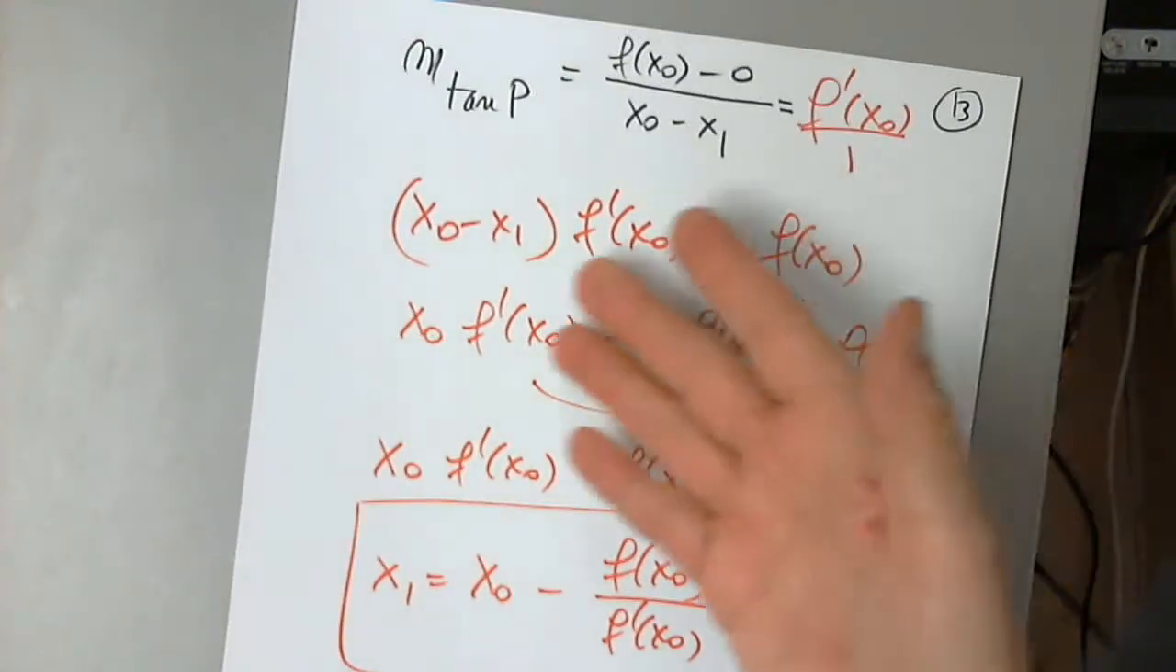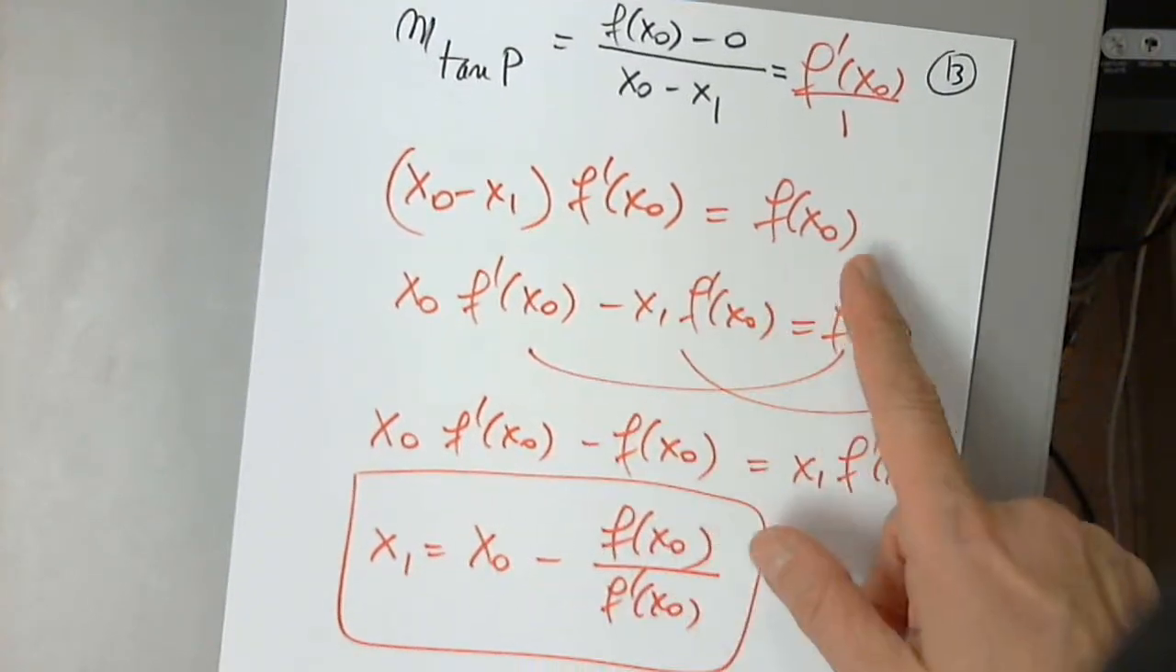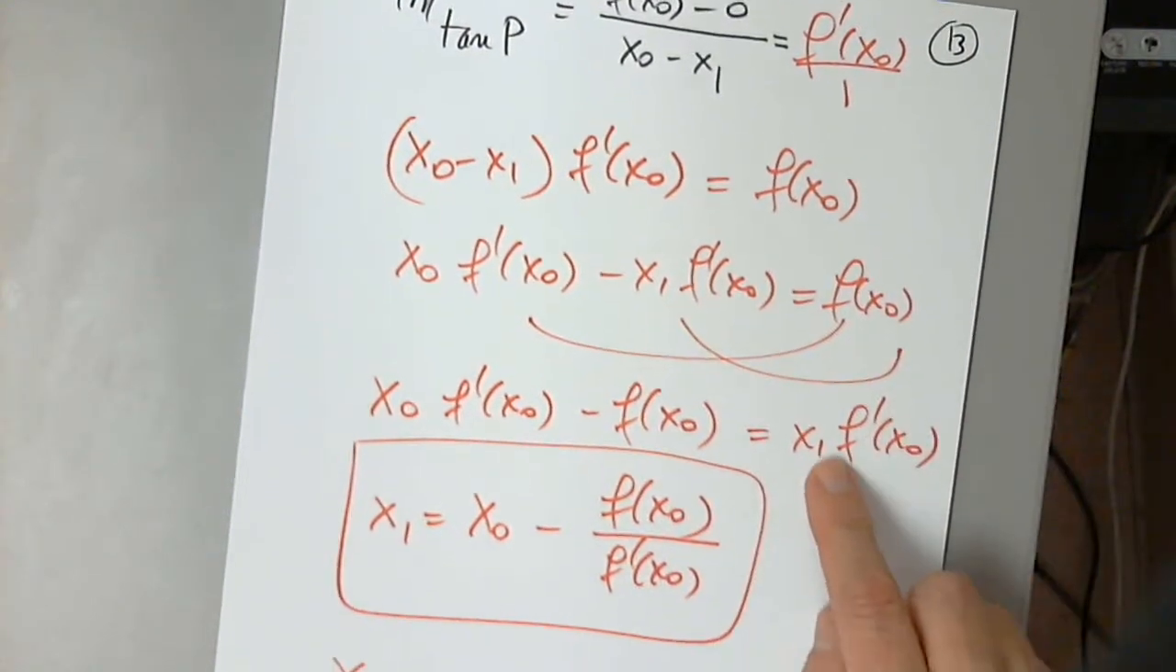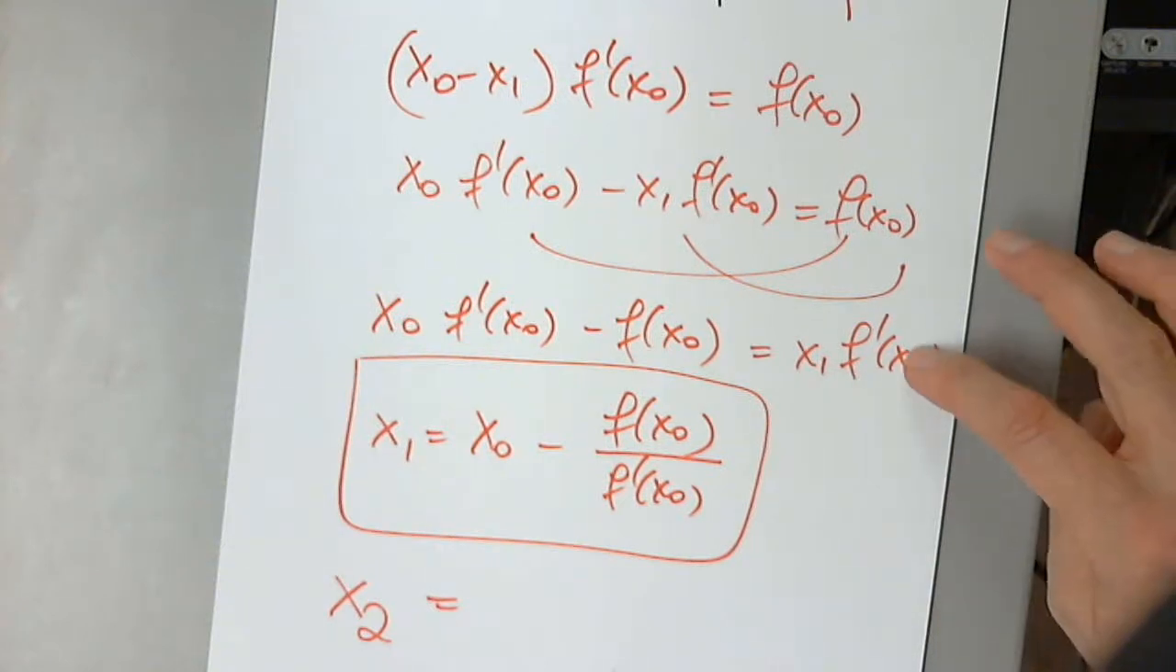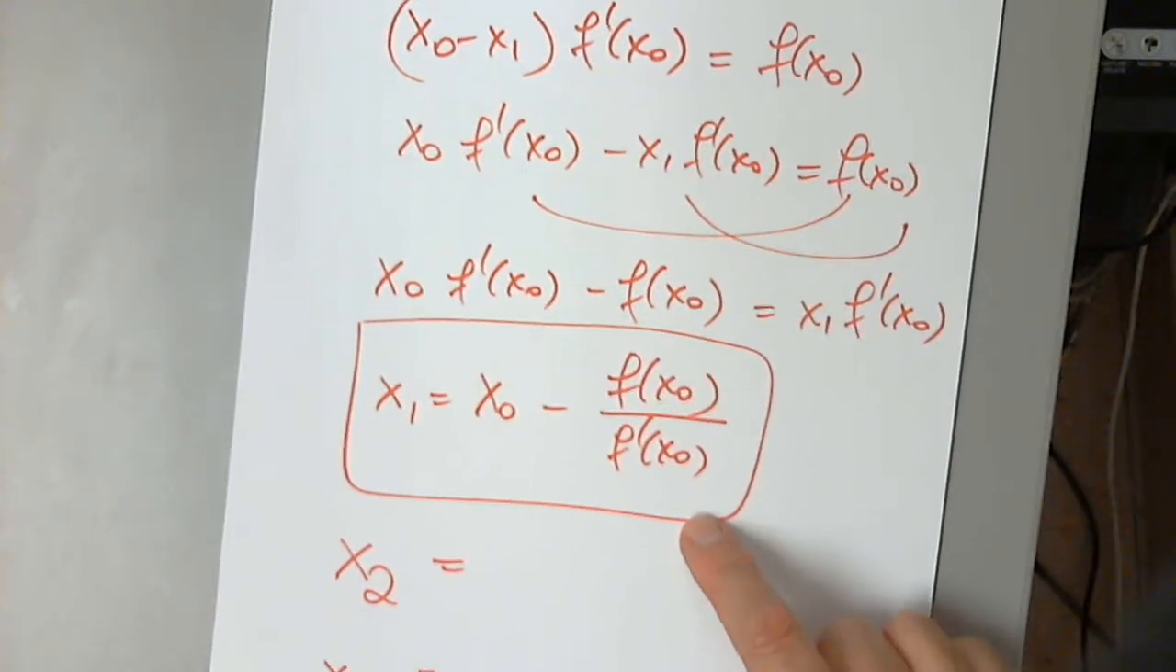So all I did was, this is a linear equation. I solved for x1. I distributed. I moved the terms around to get x1 by itself. And I divided by f prime of x0. So I get x0 minus f of x0 over f prime of x0.